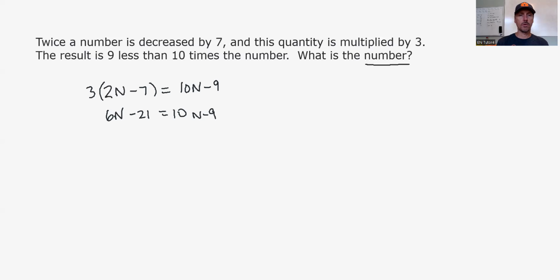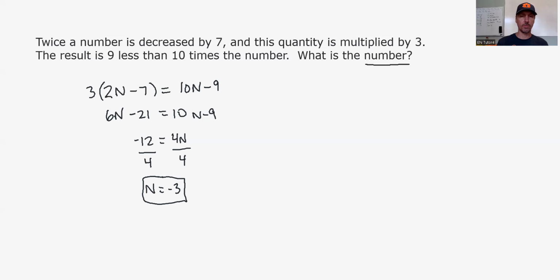Then, moving our like terms to the same side, we're going to take our 9 and move it over to where the negative 21 is. That's going to give us negative 21 plus 9, which is negative 12. Then we'll move the 6n over to where the 10n is. So 10n minus 6n is going to be 4n. When we divide both sides by 4, we get that n is equal to negative 3. So that is our number that we're looking for.